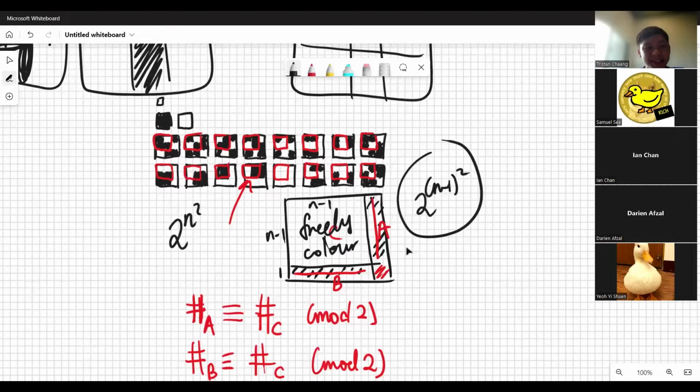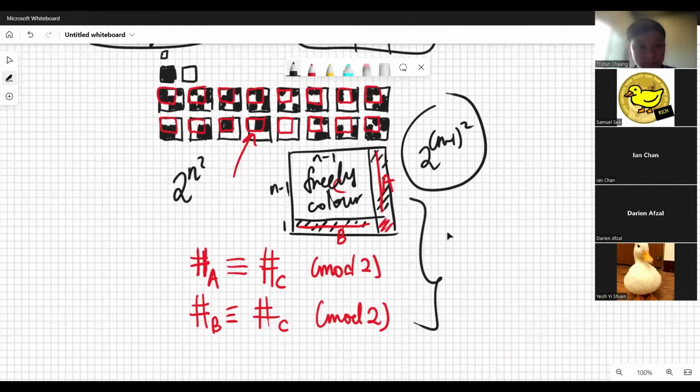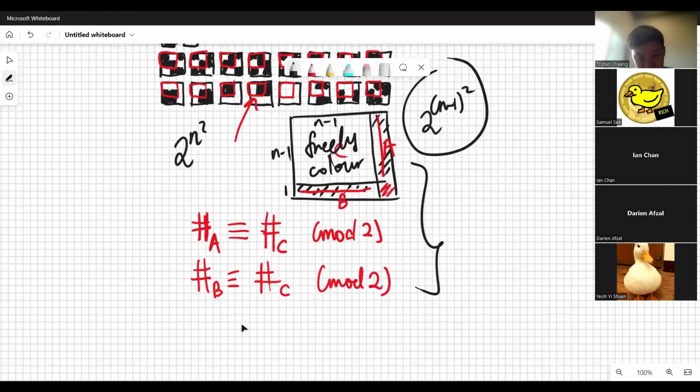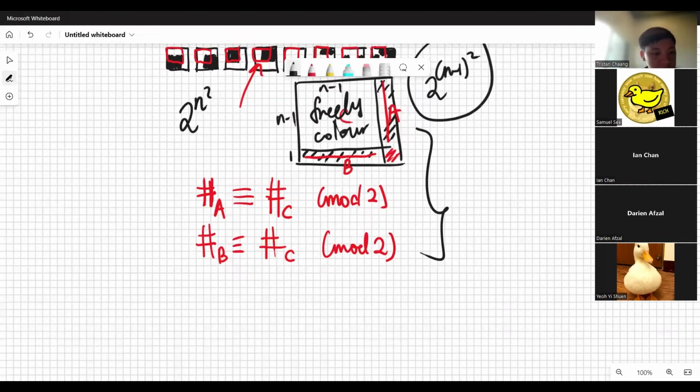Therefore, the bijection is for any coloring, I map it to the top left n minus 1 times n minus 1 coloring, and then the reverse direction is proven by this argument. Yep. Okay, let's look at the next one.